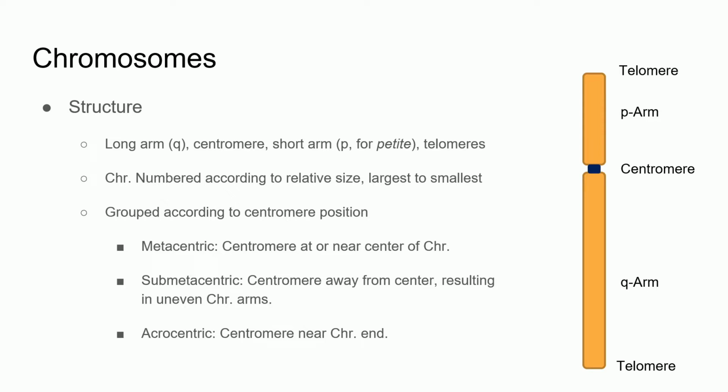Remember P for petite. The arms are separated by a centromere, and the ends of the chromosomes hold the telomeres, which are both non-coding repeats of DNA. The location of the centromere on the chromosome determines what grouping it will fall into: metacentric, submetacentric, and acrocentric chromosome.